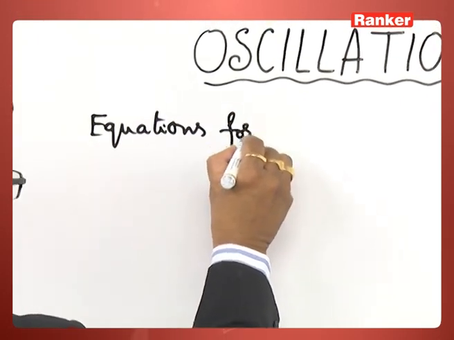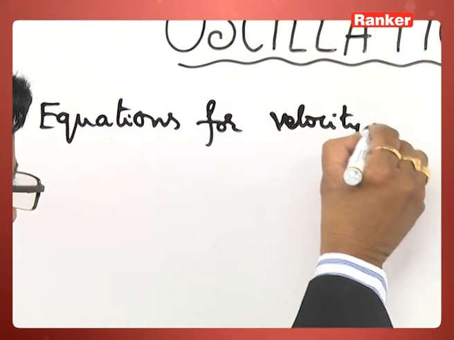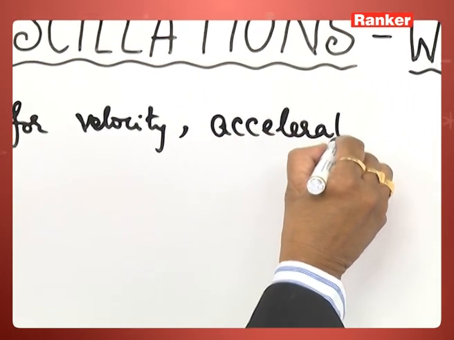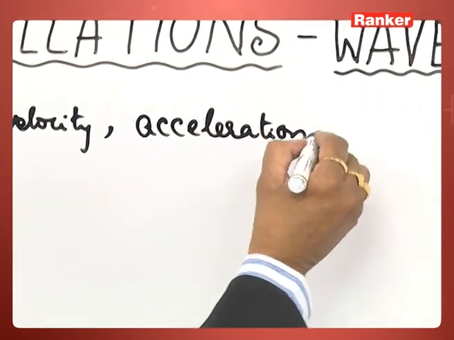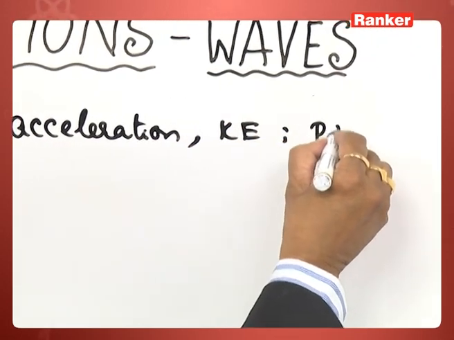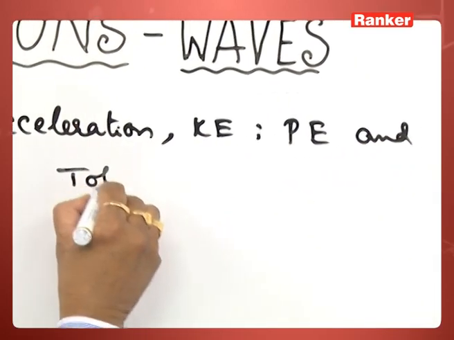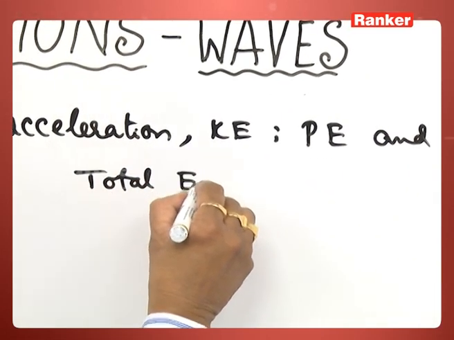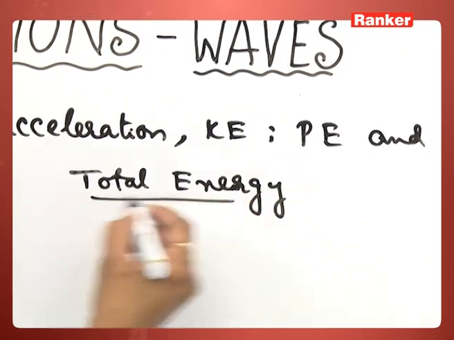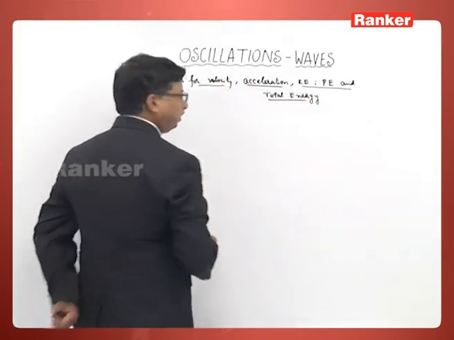for velocity, acceleration, kinetic energy, potential energy and total energy of what? Of a particle in simple harmonic motion. That is what we just want now.